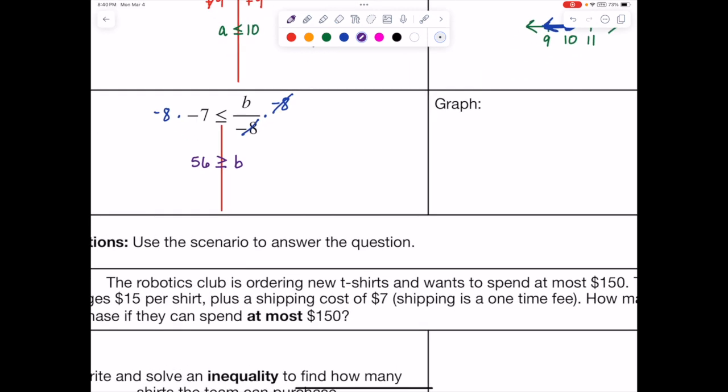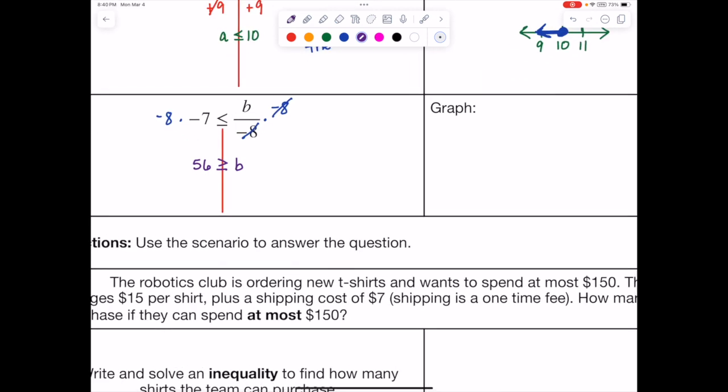If I were to check this, we're saying B must be less than or equal to 56. Something that's less than 56 is negative 8. Negative 8 is less than 56, right? So if I plug a negative 8 in here, negative 8 divided by negative 8 is 1, and 1 is greater than or equal to negative 7. So it checks out and I'm good.